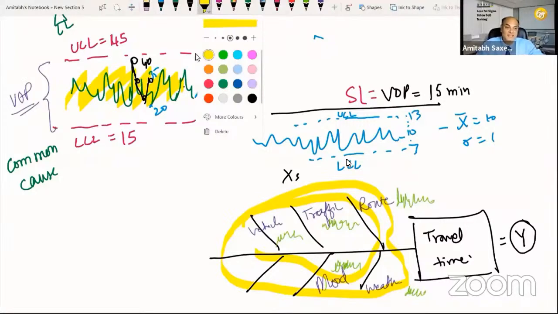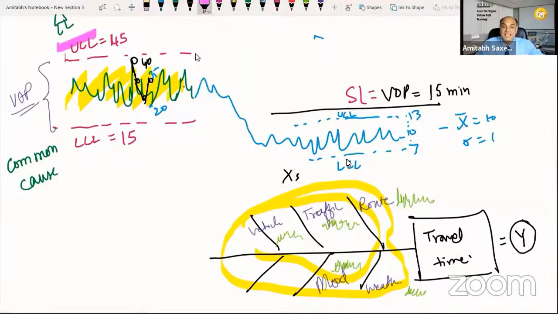CL. Okay, this is SL. Specification limit. Specification limit is the voice of the customer, given by the customer. CL is given by the process. This is the way I am operating. This is the way I will behave.